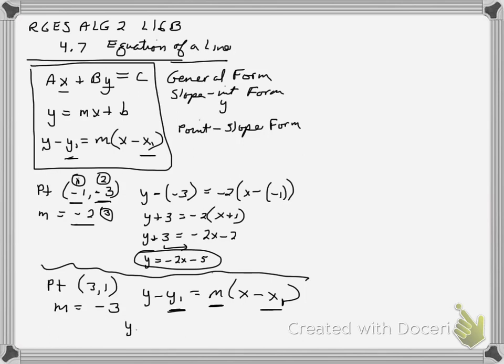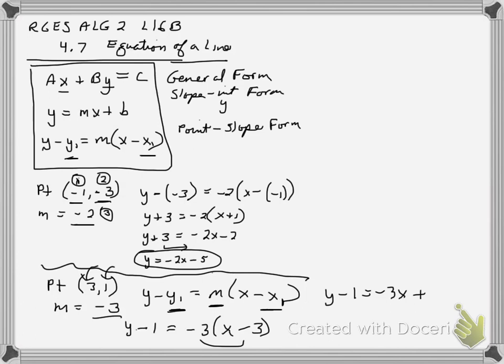y minus y1 is the y value in the point, equals m, the given slope, times x minus x1, the x value in the point. Simplify, distribute. We're going to get y, whoops, I'm sorry, I'll just go up here. y minus 1 equals negative 3x plus negative 3 times negative 3.